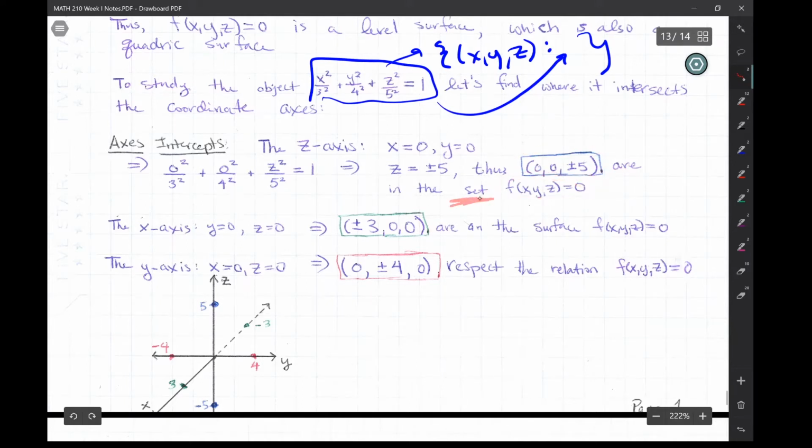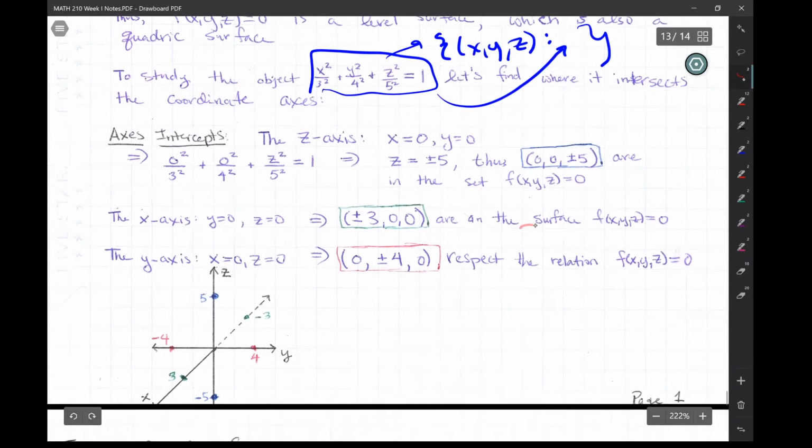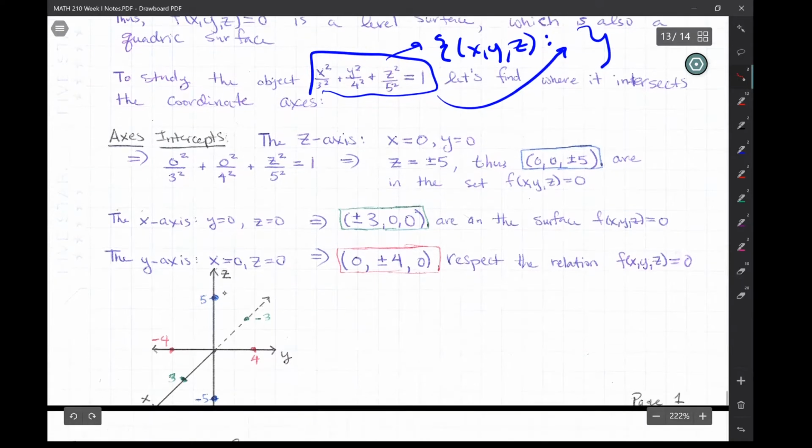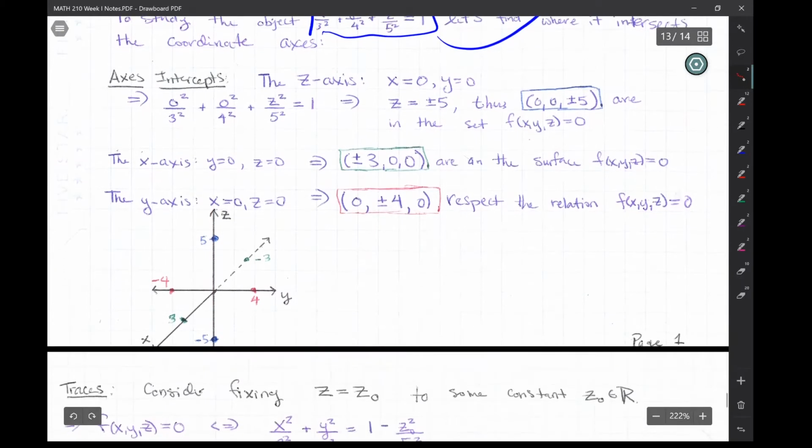Okay, so here I'm thinking about it in terms of a set. And here I'm thinking about it in terms of a surface. I may say all three of these things. Here I just call it a relation, but this is all saying the same thing. So these six points that you see here, what are they? They are in this set here, the set that respects this relation, and also along the different axes.